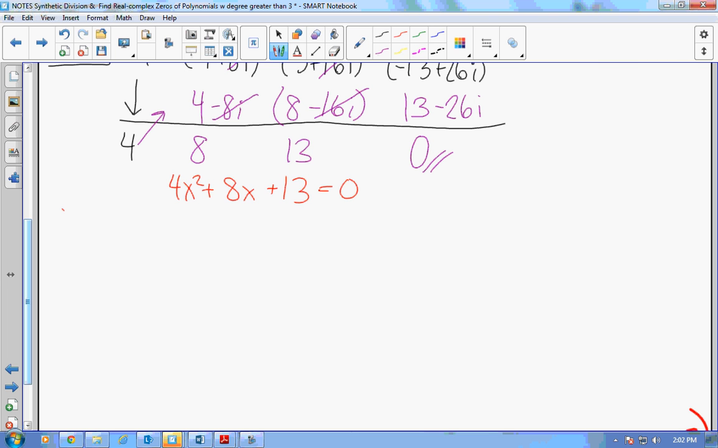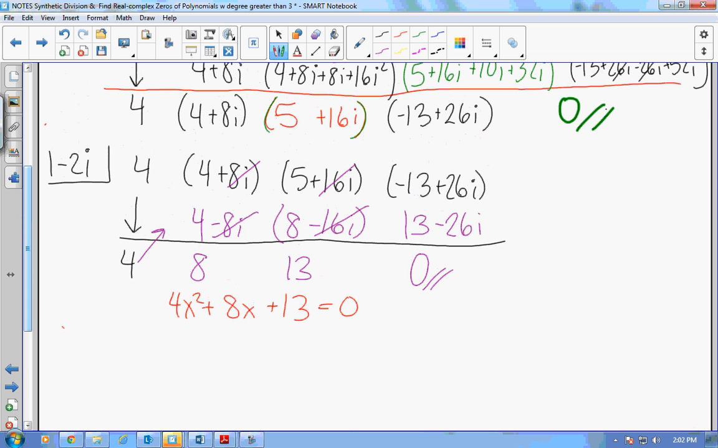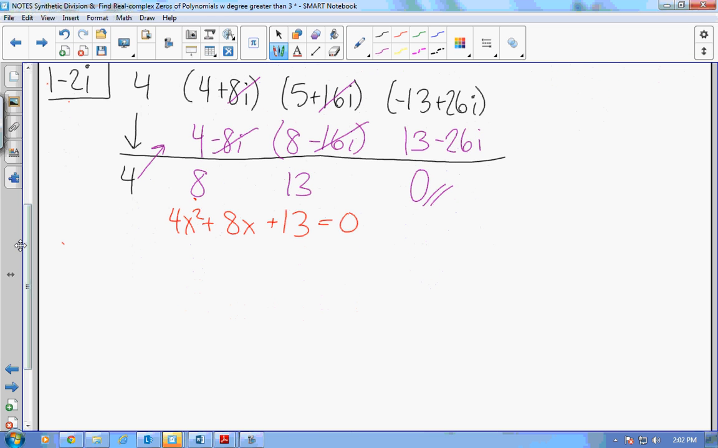Yes? Do you have negative, or no, 1 minus 2i, how can we distribute to both of them? I took this number and multiplied it here. 8 times 1 is 8. 8 times negative 2i is negative 16i. Okay. Good. Alrighty. We need our A, B, and C in order to do quadratic formula.